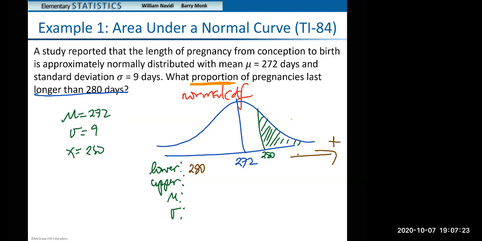So that is your lower, 280, and your upper here is going to be a very big number. So that's why we try 9999. Okay, and mean, don't forget to enter. This time you have to change the mean and the standard deviation. Mean is 272 and standard deviation of 9. So enter this and you will get the answer.